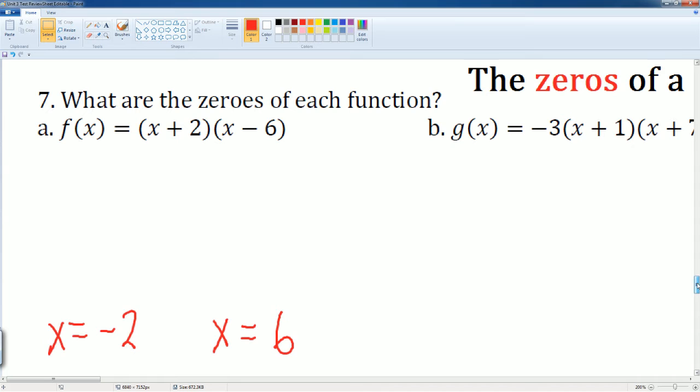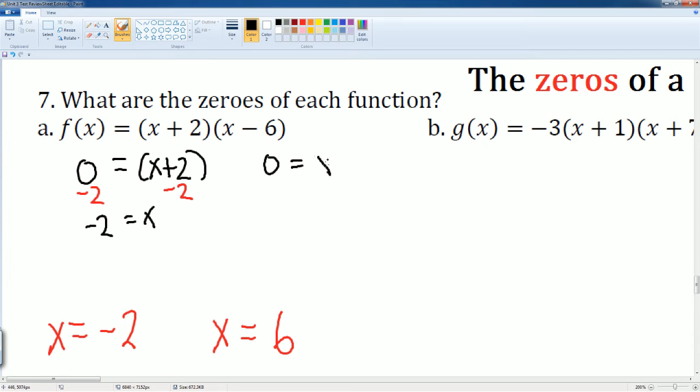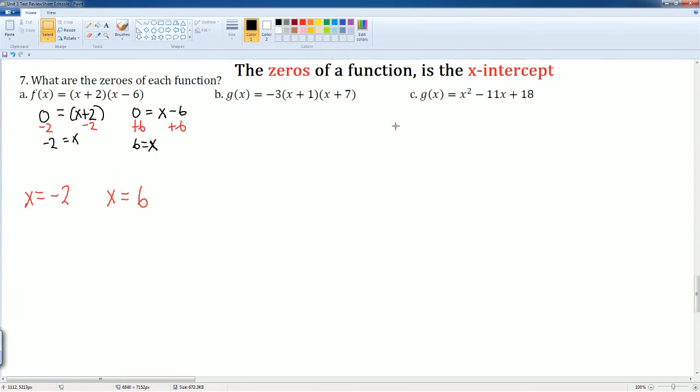When it says what are the zeros, that means you just set this equal to 0. So when is x plus 2 equal to 0? Well, if you subtract 2 from both sides, you get x is equal to negative 2. Or you can do 0 is equal to x minus 6, and you add 6 to both sides. And notice, now you get 6 is equal to x. That's how you get these values. But if you just graph it and look at the x-intercept, you still get the right solution.